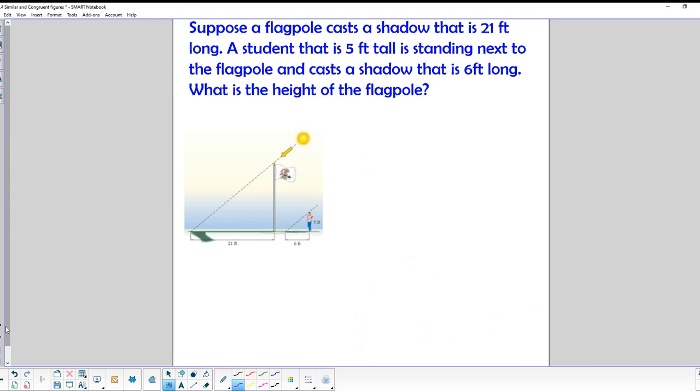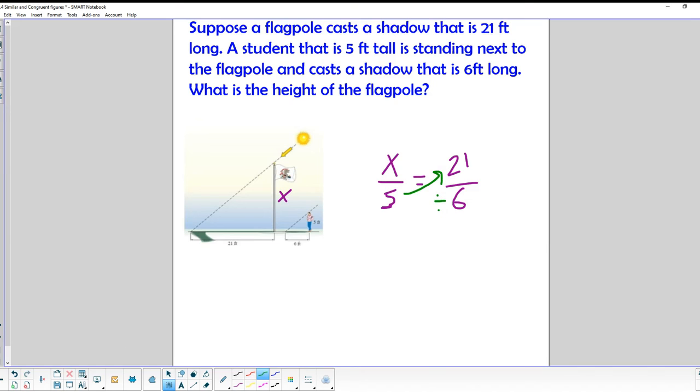Okay, so suppose a flagpole casts a shadow that is 21 feet long. A student that is 5 feet tall is standing next to the flagpole and casts a shadow that is 6 feet long. What is the length of the flagpole? So remember, we're looking for the flagpole here. So I'm going to write down x over 5, the corresponding side, which is the height of the person. And then the same ratio of numbers, the big one over the small one, in that fashion. So now all I have to do is a little bit of a proportion. So I cross multiply and then divide by 6.